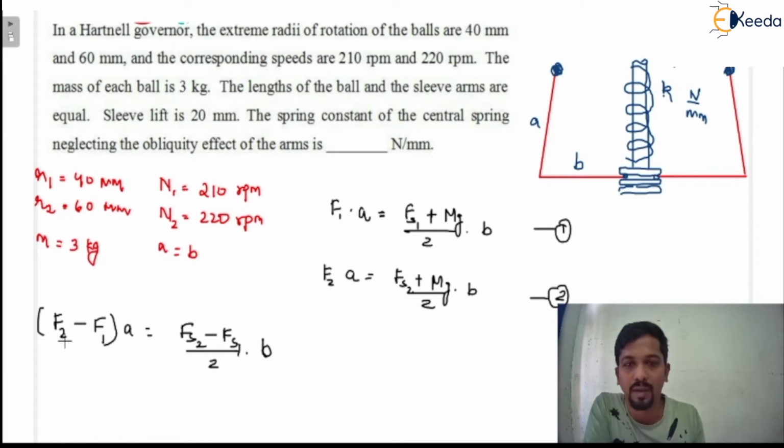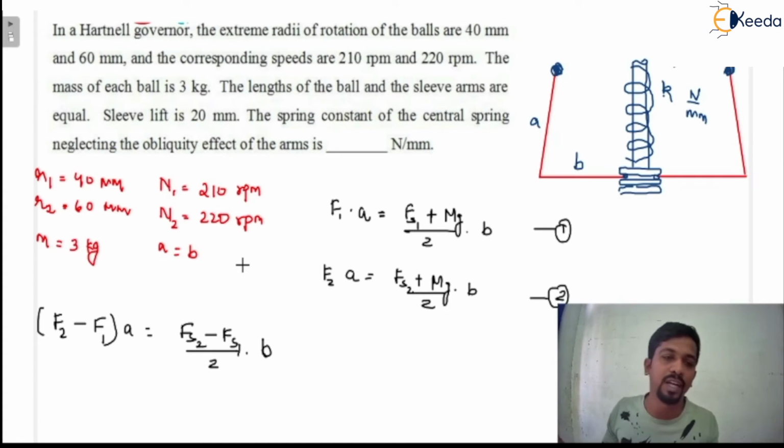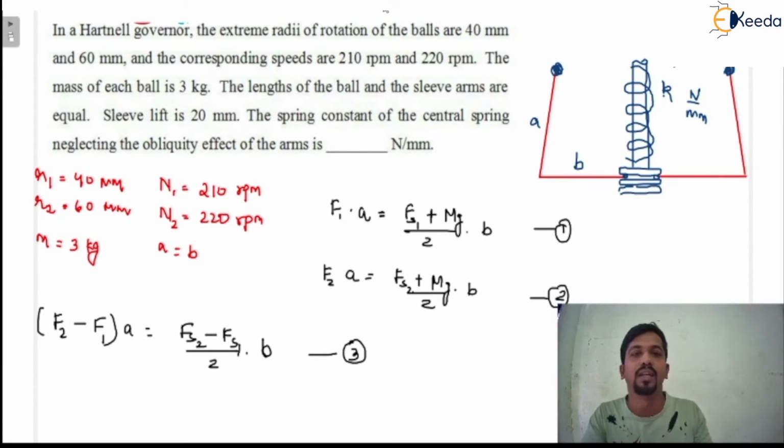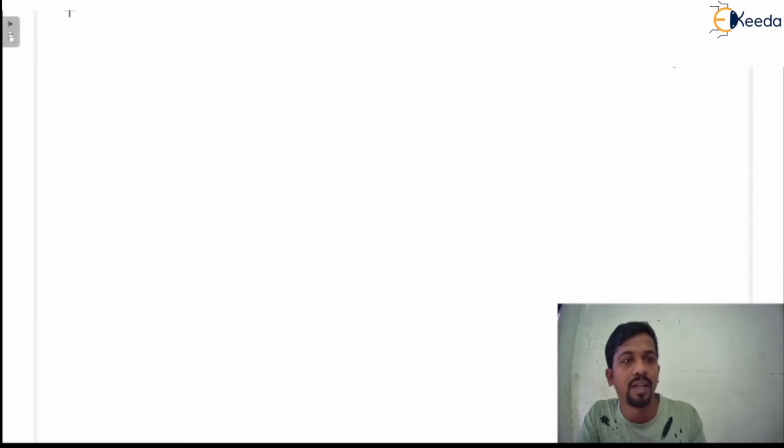So what is F2 and what is F1? They are nothing but the centripetal force working on the fly balls, that means m r omega square. In the question R1 and N1 are given, that means we can find the omega 1 value. So we will calculate the values required for these equations, that is equation number 3. Now we will calculate omega 1.